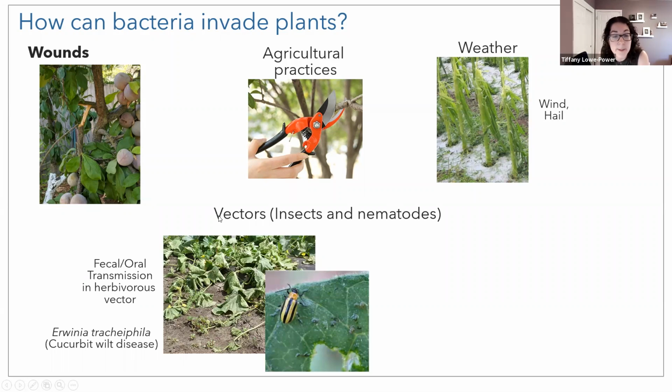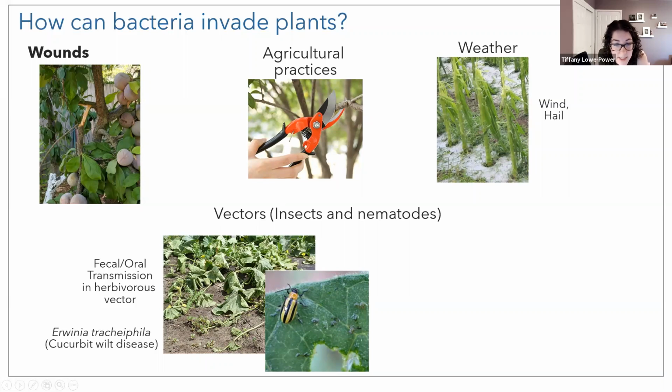A lot of animal vectors can make wounds that introduce bacteria into plants. Some of these vectors, I forget the name of the beetle, darn. I think it's the cucumber beetle, Colorado beetle. There's a beetle that is a herbivore of cucurbits, and so you can see it's chewing a piece of the leaf here, and you can see its frass, its feces, on the leaf surface.